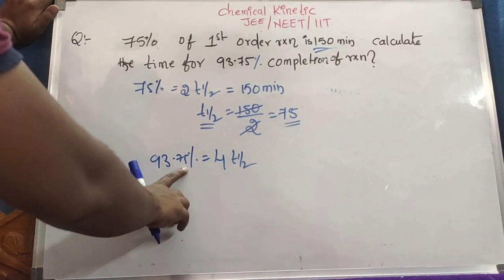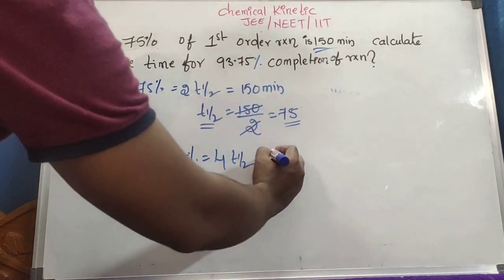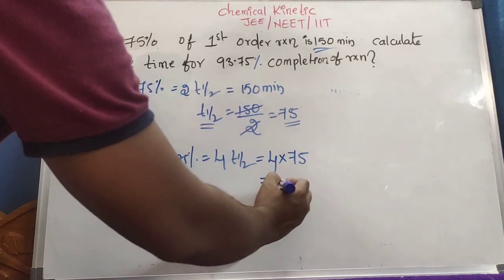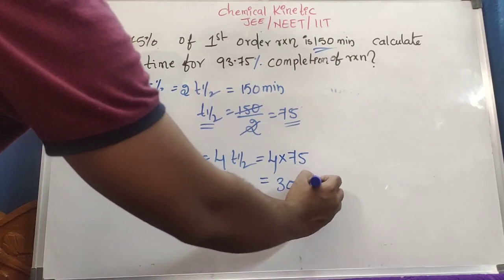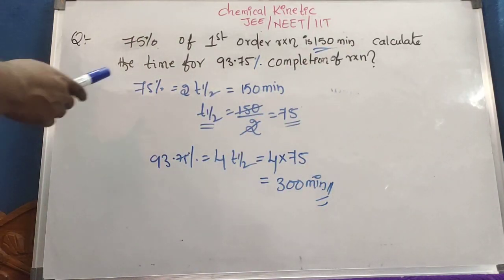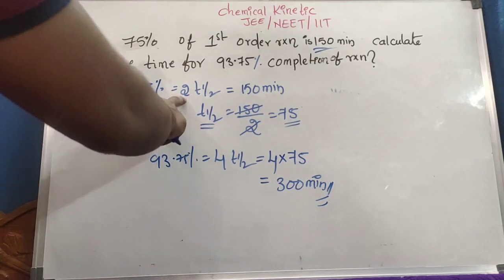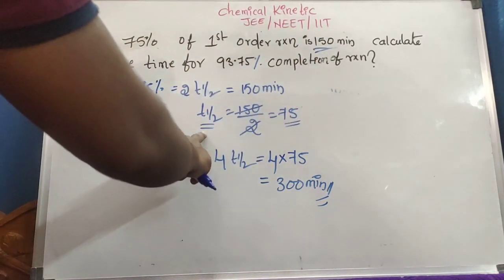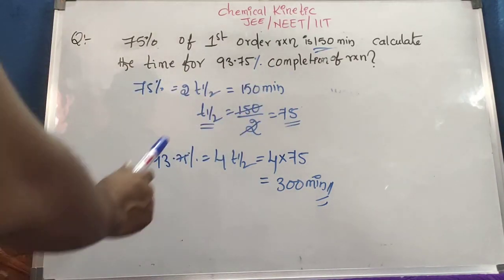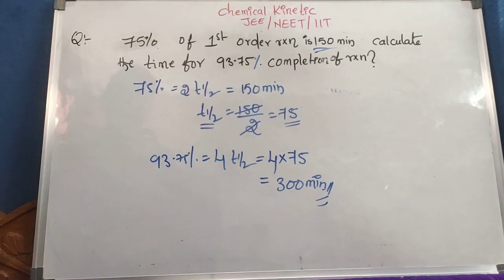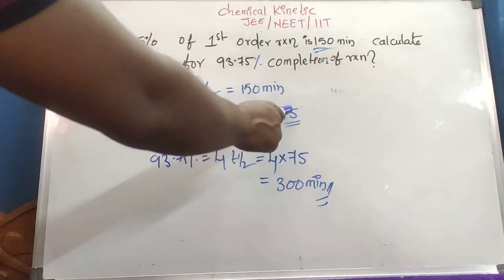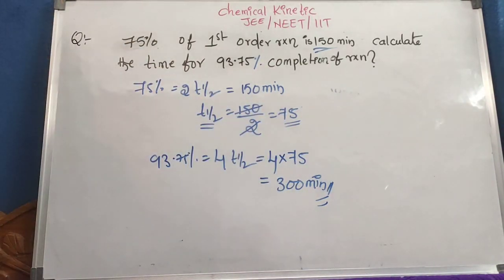Next, 93.75% equals 4 t half. So we already got t half: 4 into 75, that means 300 minutes. 300 minutes is the right answer. To recap, for completion of 75% reaction equals 2 t half, which is 150 minutes, so t half equals 150 by 2, which is 75. For 93.75% completion, equals 4 t half, so 4 into 75 is 300 minutes.